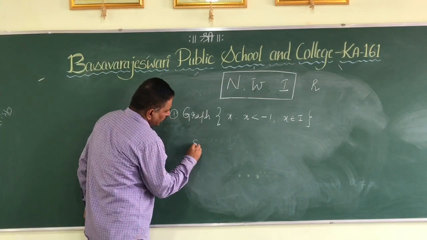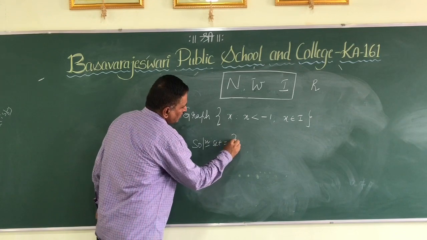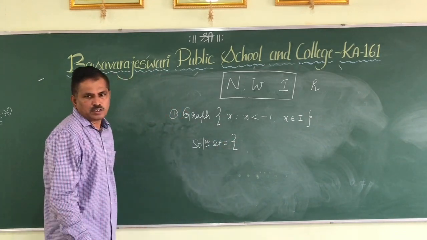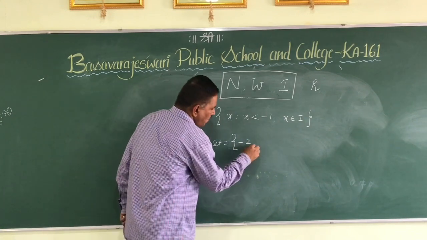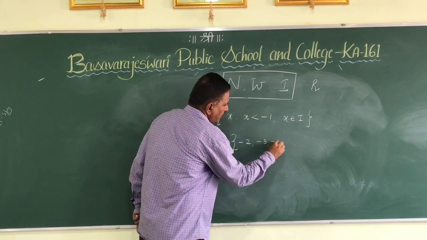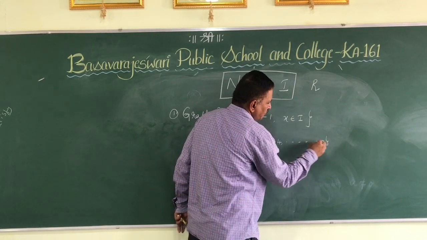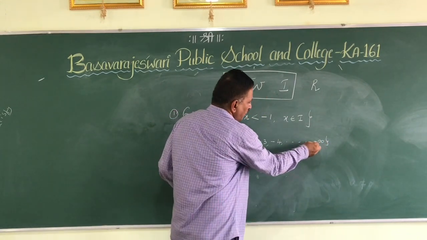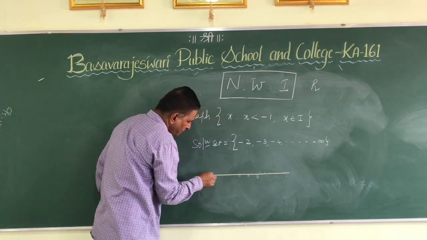So less than -1, what can you take? What is the solution set, or what is the value of x in this? Less than -1, that is what? -2, -3, -4, that is up to negative infinity. Up to negative infinity. So this can be represented on the number line.